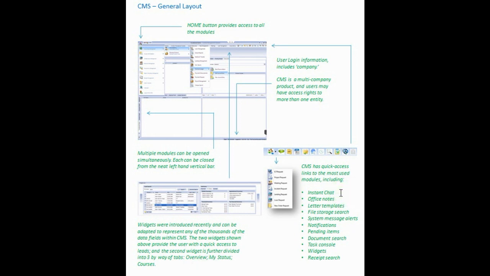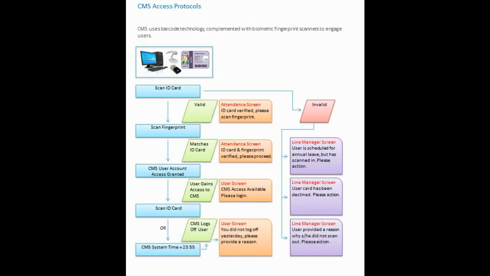CMS has quick access links to the most used modules, including Instant Chat, Office Notes, System Message Alerts, Document Search, and Task Console, amongst others. CMS is accessed by the use of barcode ID cards and fingerprint recognition. Student attendance is monitored using data collected from the attendance units, and staff payroll is automatically calculated using this technology.